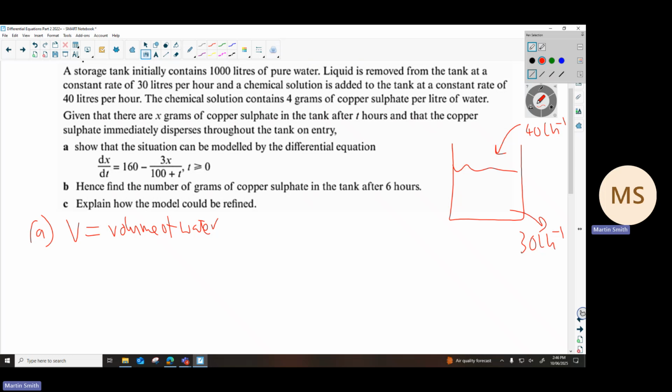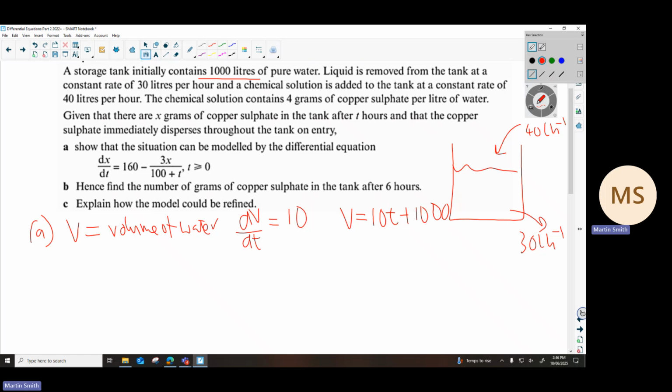Now, I can write down quite easily a formula for V, because every hour 40 litres of liquid goes in and 30 litres of liquid comes out. The rate of change of volume, dV by dt, is 10, because 40 is going in and 30 is coming out. So this means V is going to increase linearly. V is going to be 10t plus something. But initially, we know there are 1,000 litres of pure water. So we can write down that the volume is equal to 10T plus 1,000. Okay, folks, you can't do this question without taking into account the fact that the volume changes.